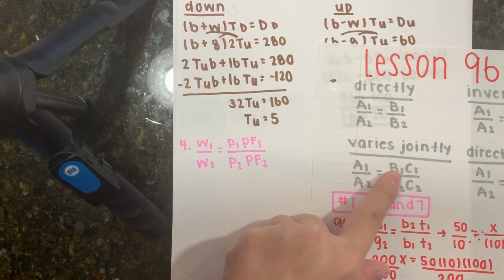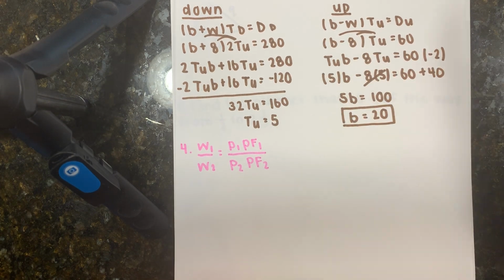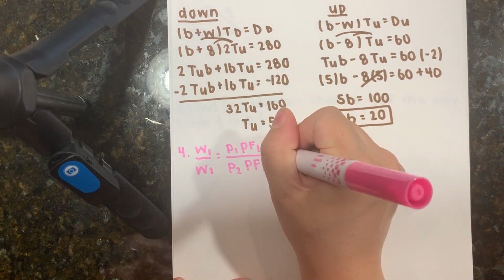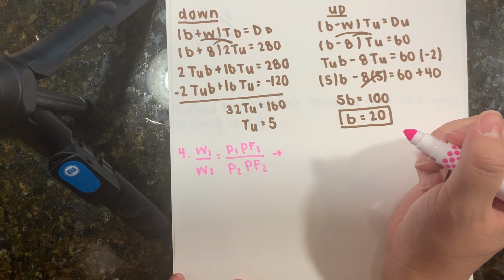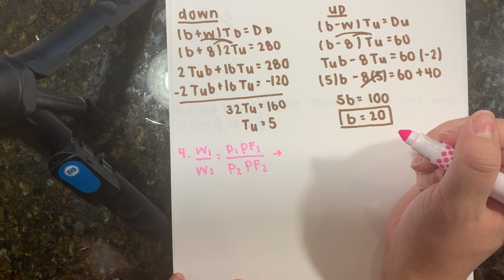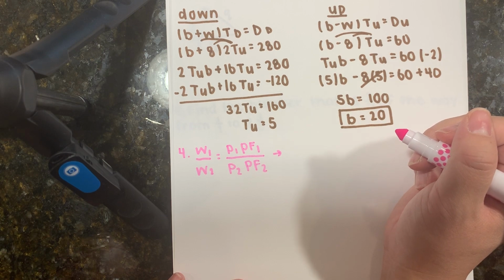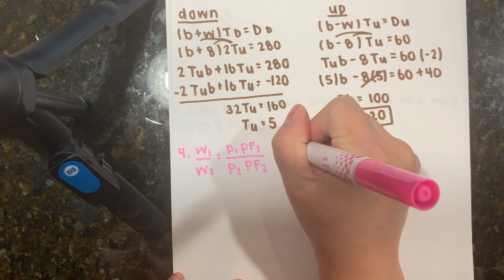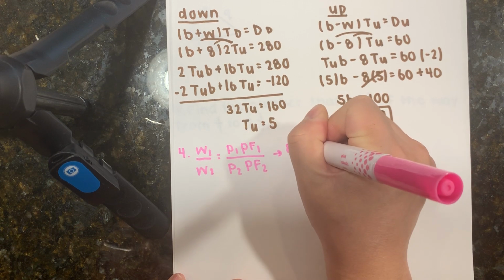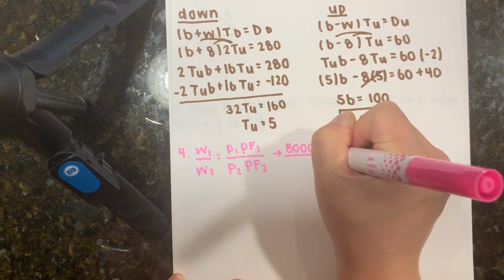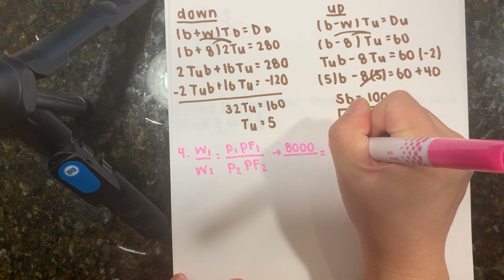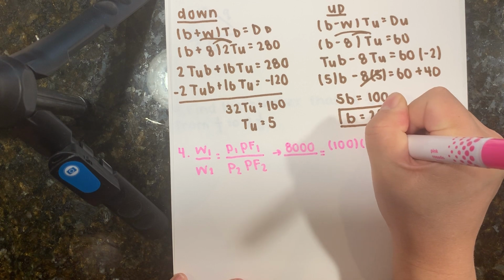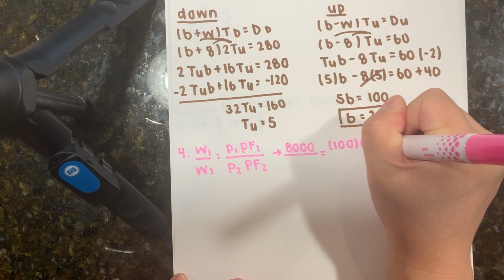So we use this equation, varies jointly. It's exactly what it said in the problem. Now I'm going to go through and solve. It says that 100 people had an average productivity factor of 20 to produce 8,000 units. So the work that's being produced is the unit, so it would be 8,000. The number of people was 100. And the productivity factor was 20.